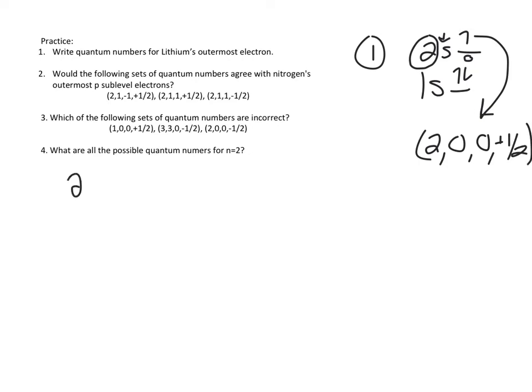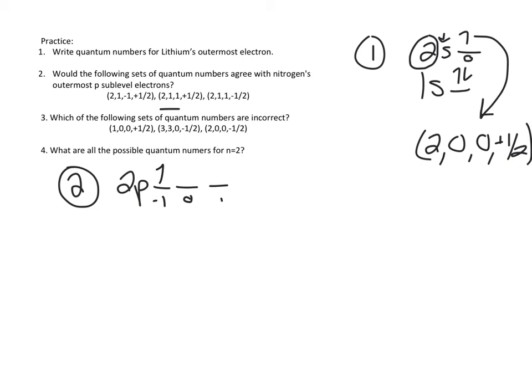So let's try number 2. So would the following sets of quantum numbers agree with nitrogen's outermost p sublevel electrons? So it's giving me 3 sets of quantum numbers for nitrogen's outermost sublevel. So I'm on the 2p for all of these. So I would draw my 2p, draw those 3 lines, and let's fill in those electrons like this student did. So this first electron is on line negative 1, and it's spinning up. So that would be negative 1, 0, 1. So that would be right there.